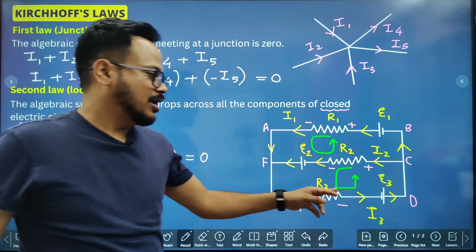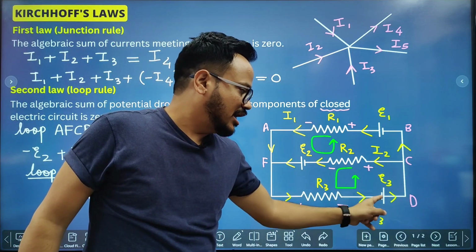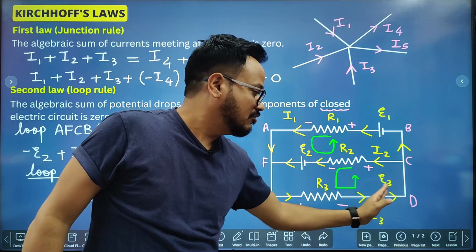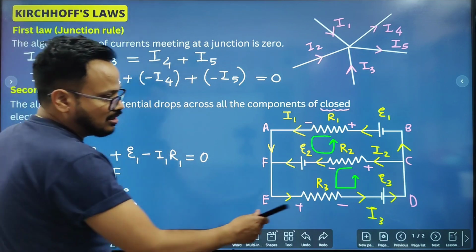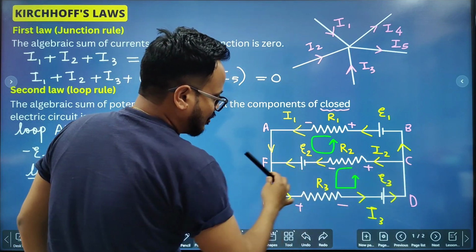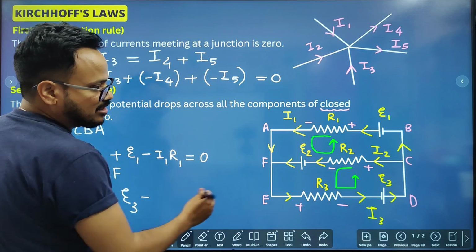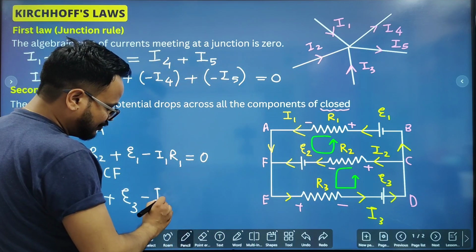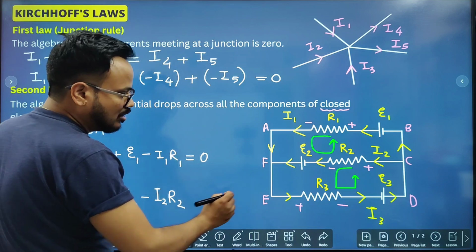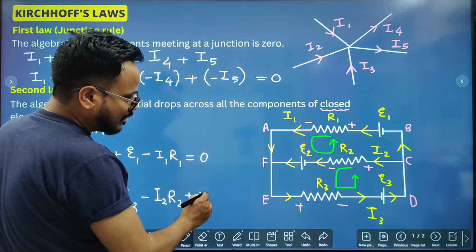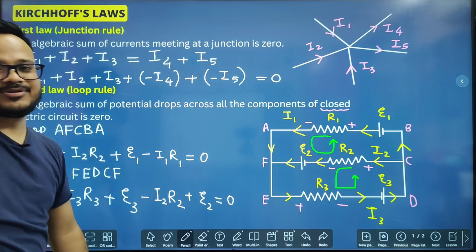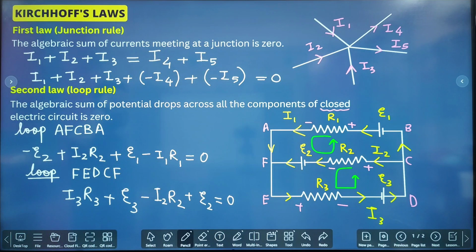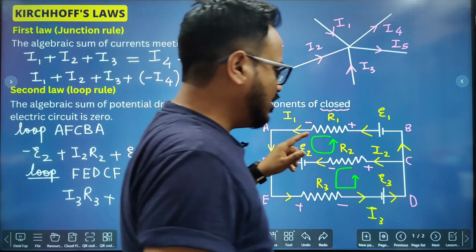Now the second component is this, and we are going in increasing potential, negative to positive. So it is plus E3. Now again, this is the direction of decreasing potential, so minus I2R2 and plus E2. The loop is complete, so the sum is 0. So this is what the second law says. Now this is how we are going to make the equation and solve the question.